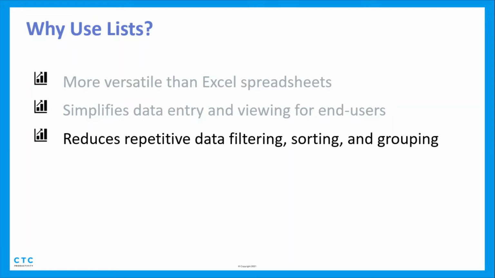Lists reduce repetitive data filtering, sorting, and grouping. If you ever go into an Excel spreadsheet, I've found that if other people have been in there, it is rarely the way I want to look at it. So I have to switch tabs. I have to scroll down. I have to hide columns. I have to filter and sort and group. In SharePoint lists, if it's a way you prefer to see the data, you can build that view one time and it's always there for you.